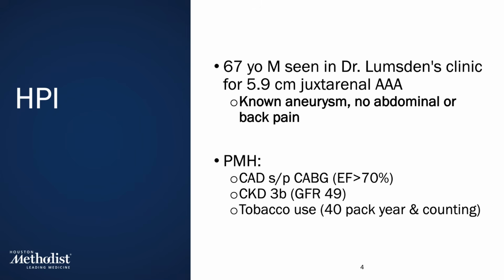So you go into the clinic room to see the patient. He tells you it's a known aneurysm he has followed for some years. He has no associated back or abdominal pain. So you get your focused history and you go to examine this patient. What will you be looking for?